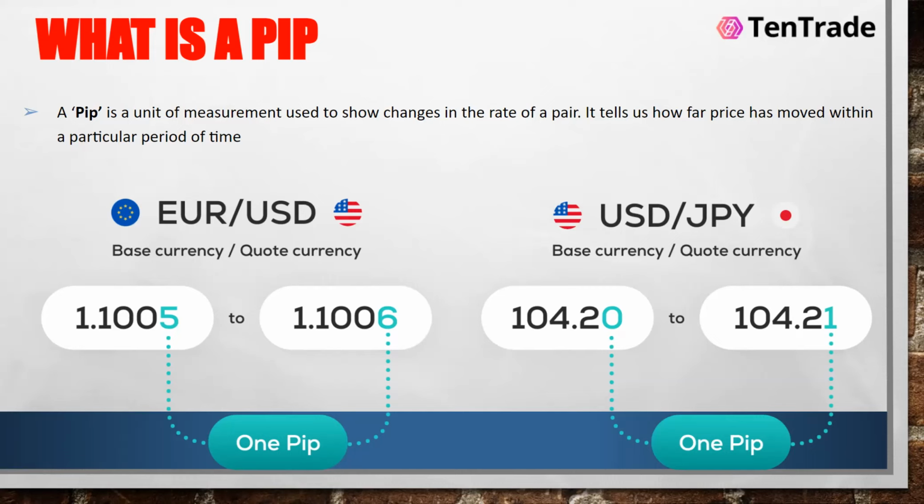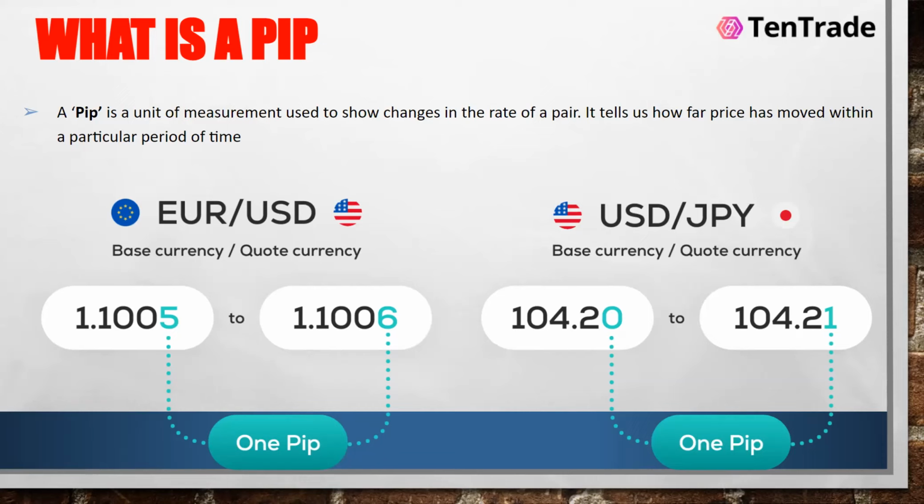Likewise, remember that when it comes to currency pairs, the exchange rate is usually not static, it's dynamic. Every second, there are fluctuations in the price of currency pairs, okay? So how do we measure that volatility? How do we measure those fluctuations? We do that with the smallest metric called a PIP. So a PIP is a unit of measurement used to show changes in the exchange rates of a pair. It tells you how far price has moved within a particular period of time.